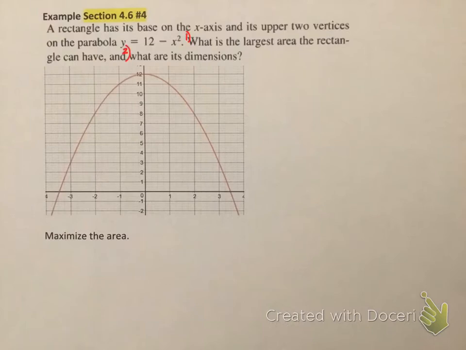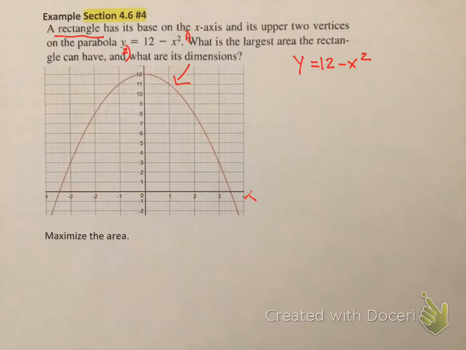So let's do the whole what do I know again. I know I have a rectangle, and its base is here on the x-axis, and its two upper vertices are on this parabola that you see here, y equals 12 minus x squared. So let me draw in a couple of different rectangles. This rectangle meets the qualifications. It has its base on the x-axis and its upper two vertices on the parabola.